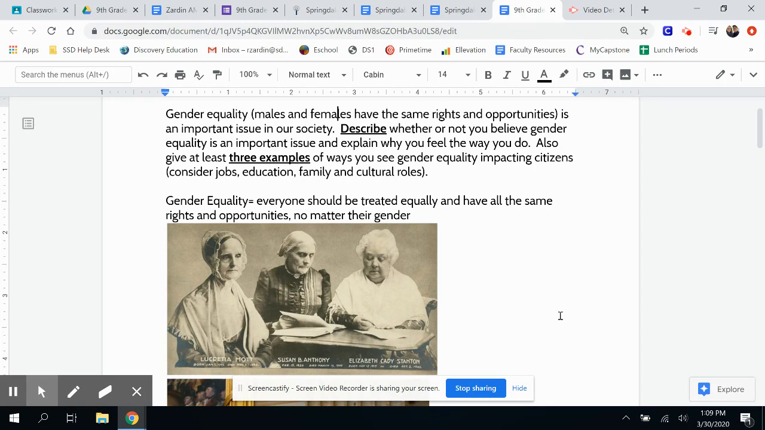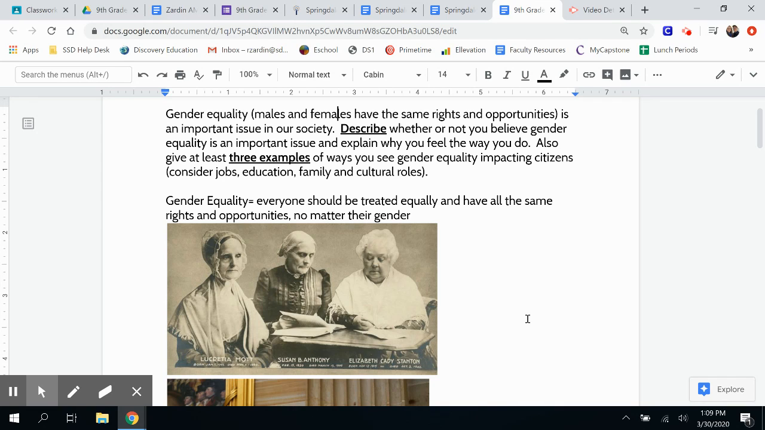So gender equality is a belief that everybody should be treated equally and have all the same rights and opportunities, no matter what their gender is. So basically, if you're a gender equalitist, a person who believes in gender equality, you believe that men and women should be treated the same and have the same opportunities.